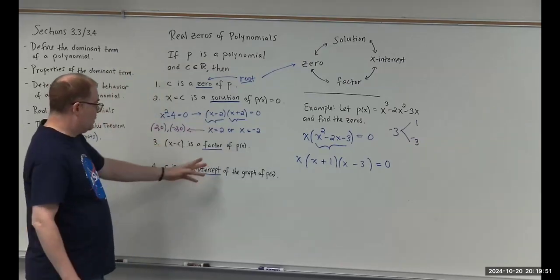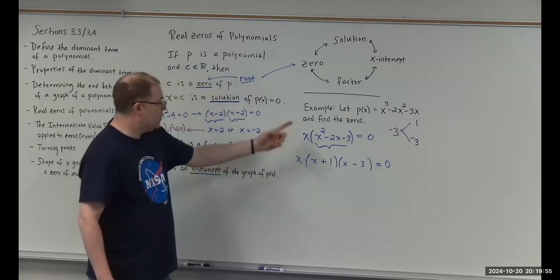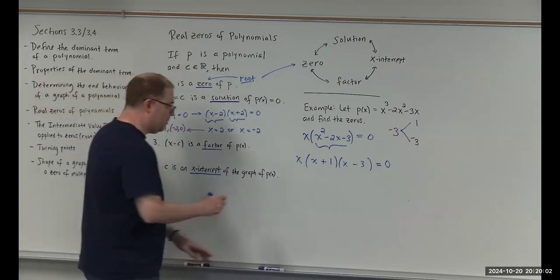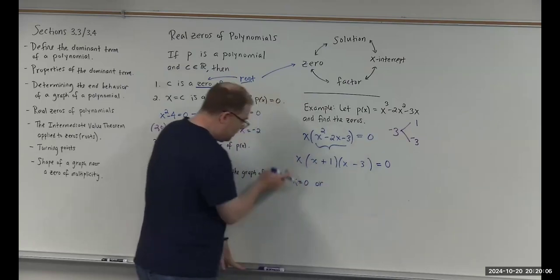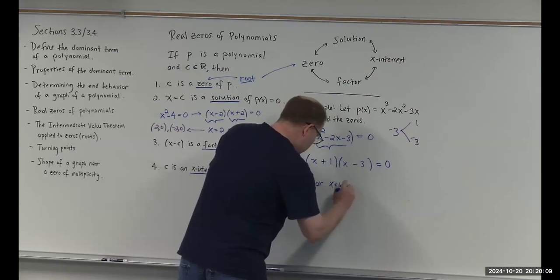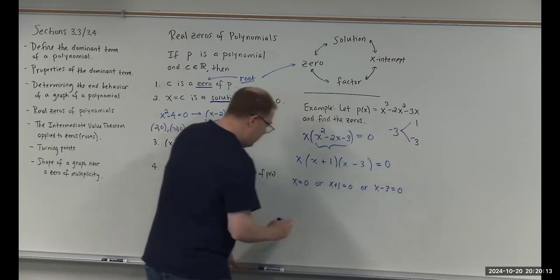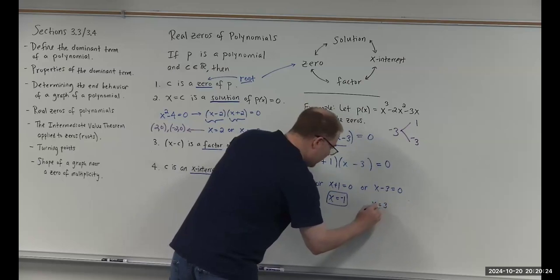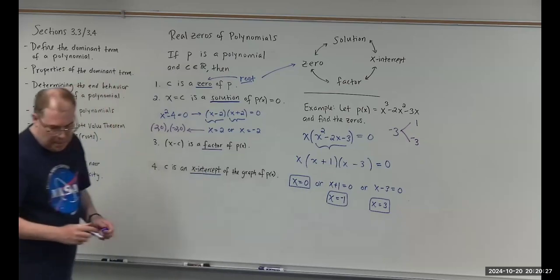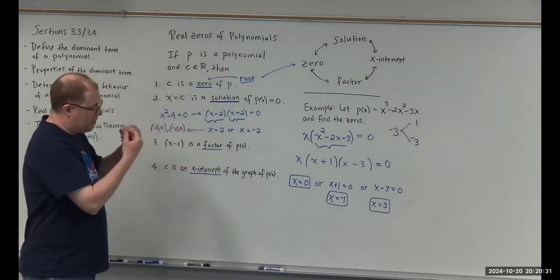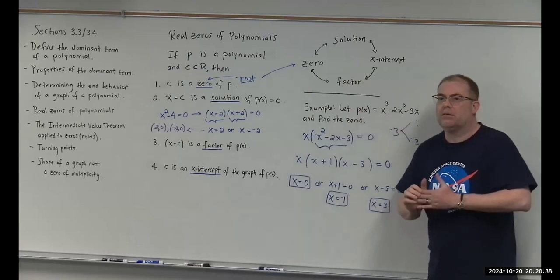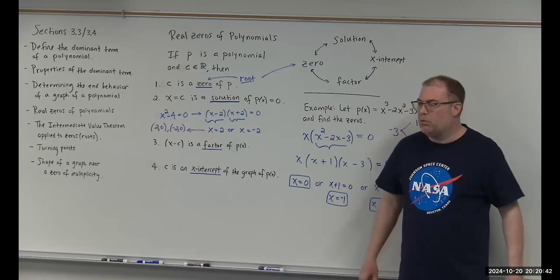So each one of these is a factor of this polynomial. And to solve it, if you remember, you basically set each factor equal to zero. Obviously, that's going to give us x equals zero, and that's one of our roots. The other one is x equals negative one, and the other one is x equals three. So you basically factor, if possible. Not every polynomial can be factored in this sense. Later on, we'll throw in the complex numbers so that rule will change.